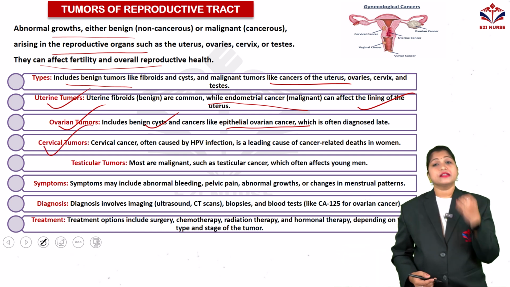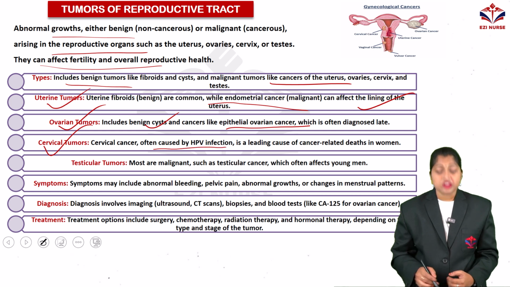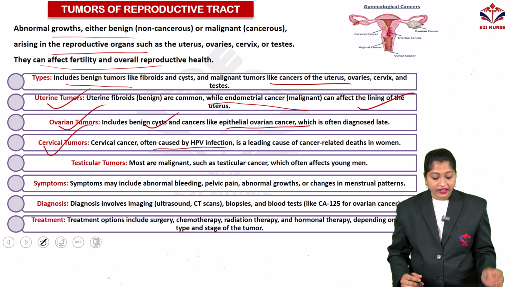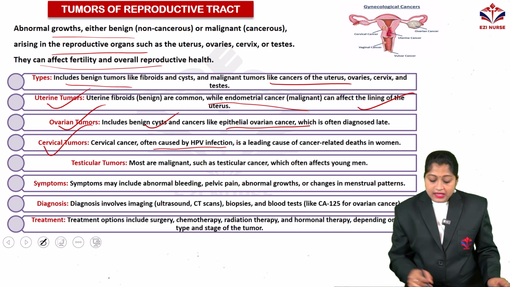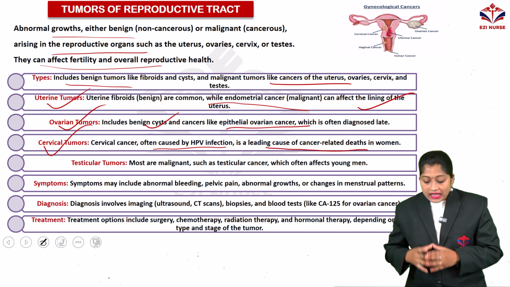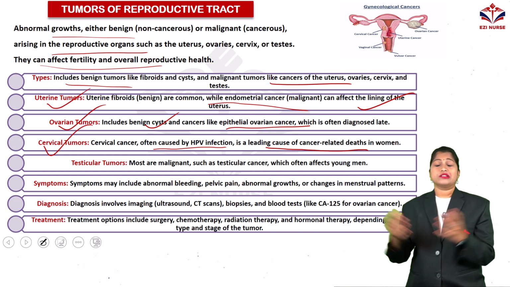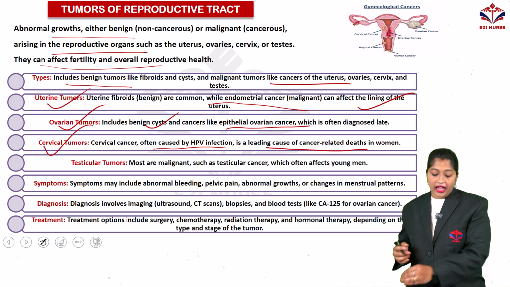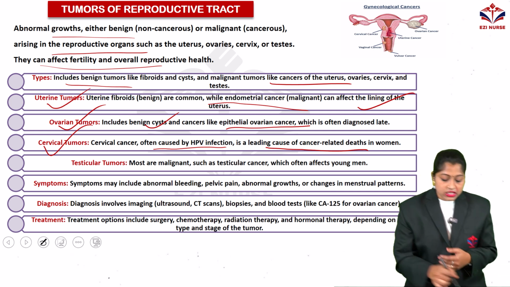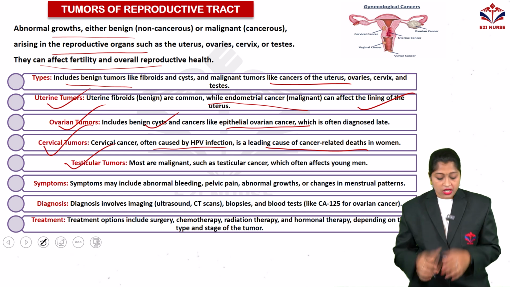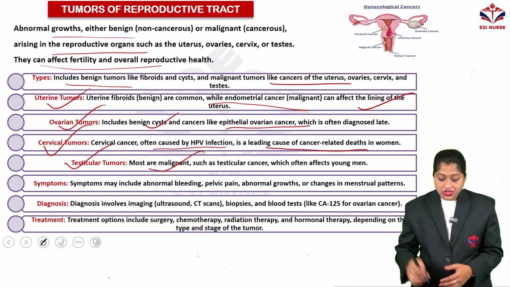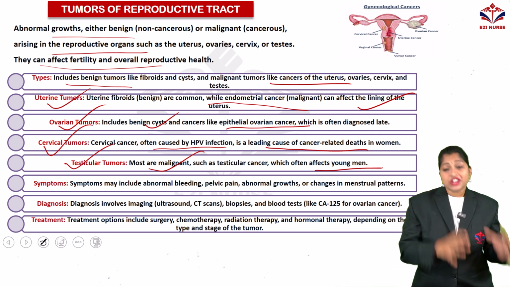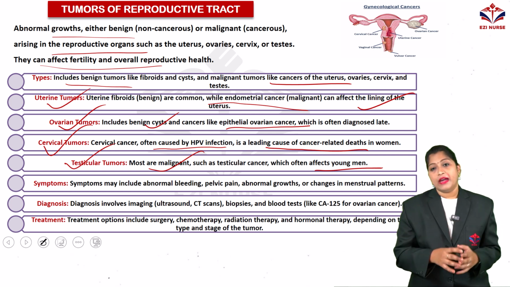Next are cervical tumors. Cervical cancers are often caused by human papilloma virus infection. If this virus has infected a woman, then you can see cervical cancers. It leads to cancer-related deaths in women. There are certain cases wherein there is also death related to cancer of the cervix. And the next is testicular tumors, most of which are malignant, such as testicular cancers, which often affect young men. So testicular tumors affect young men in prevalence.